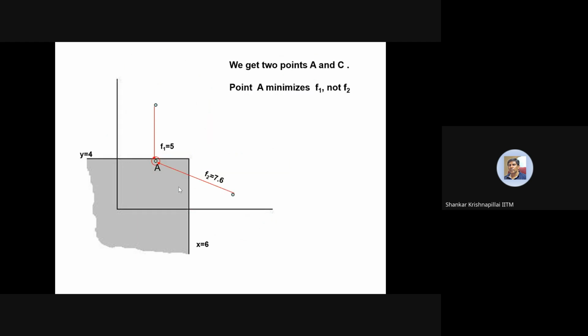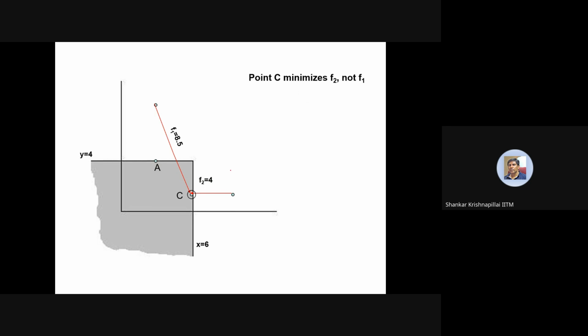Okay, so we get 2 points, A and C. This point A minimizes f1, because f1 is only 5 and f2 is 7.6. And point C minimizes f2, because f2 is only 4, and now f1 has become 8.5.